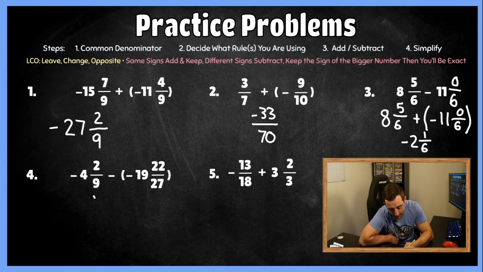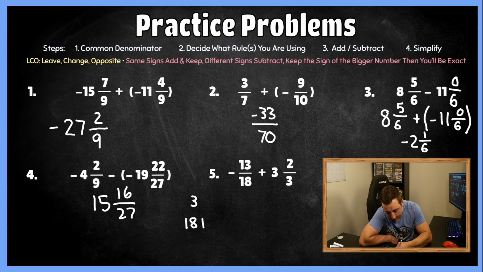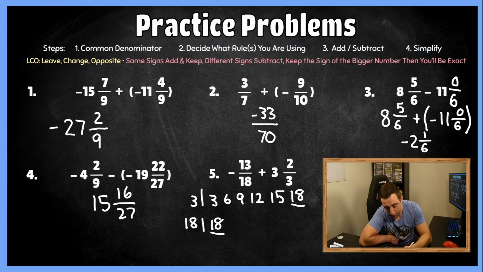So we had 15 and 16/27, and that's positive. And then we're on our very last one. So hopefully you're 4 for 4 right now, going into the very end here. So again, we need a common multiple here. So 3 and 18. So 3, 6, 9, 12, 15, 18. And once again, we only need to write 18 and we get our match.